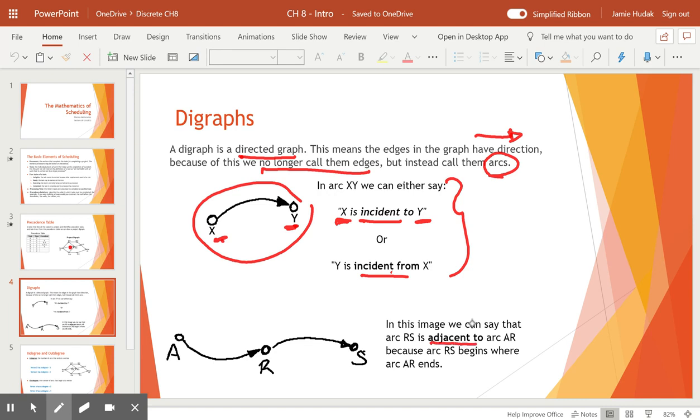The next phrase is adjacent to, and in this image we can see that where one arc ends and the next arc begins is the key to understanding adjacent with digraphs. We can say that RS is adjacent to AR because RS starts where AR ends. So RS is adjacent to AR. We do not say AR is adjacent to RS. That would be wrong.